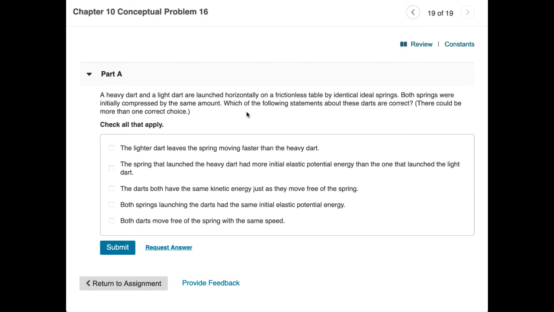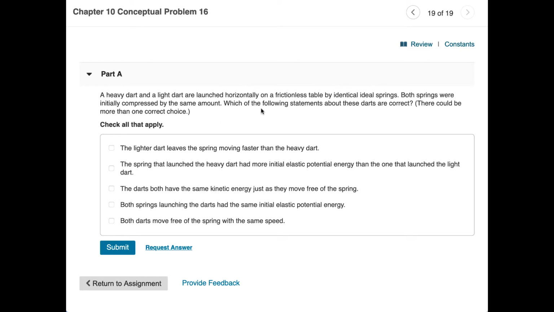A heavy dart and a light dart are launched horizontally on a frictionless table by identical springs. This is the only spring question in the assignment. Both springs are initially compressed by the same amount. Identical springs compressed by the same amount. That means these darts are launched with the same energy, because the initial energy is the energy stored in the spring. The final energy is the kinetic energy of the dart. The spring energy is transformed into kinetic energy in the dart. So the darts will have the same energy.